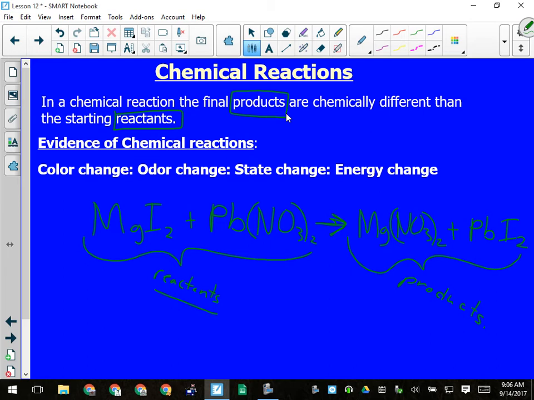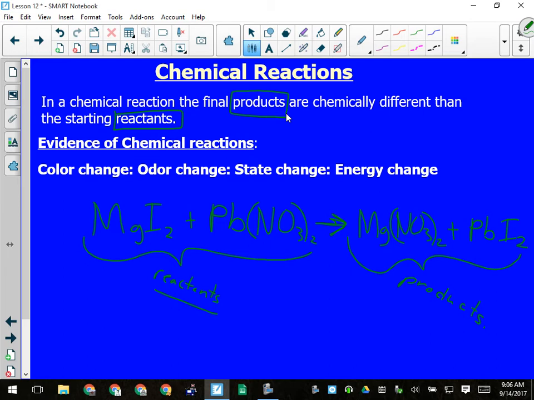So how many magnesium atoms are on this side? How many over here? One. So is it balanced? It's good. How many iodine atoms? Two. Over here? Two. How many nitrate ions on this side? Two. Two. So are we good? Everything's balanced? Sorry, and the lead is also balanced. That one's easy just because everything is already balanced. It's not always that easy.